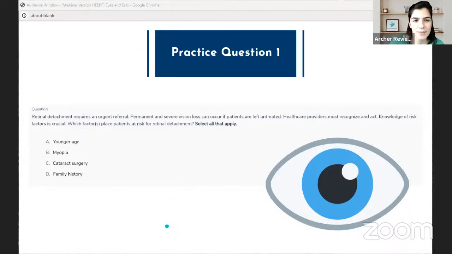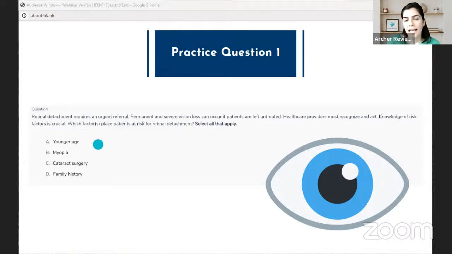So retinal detachment, it requires an urgent referral. Permanent and severe vision loss can occur if it's left untreated. So we talked about that, right? So healthcare providers must recognize and act. So this is an emergent referral if you're suspecting retinal tear or retinal detachment. Knowledge of which risk factors are crucial. So what factor placed the patient at risk for retinal detachment? And select all that apply.